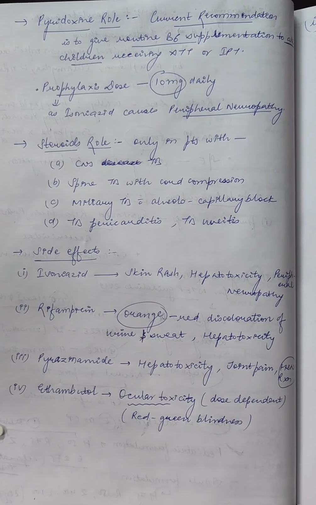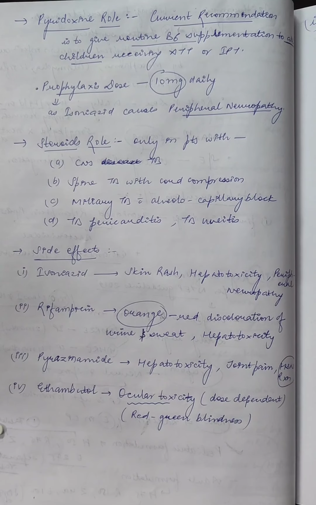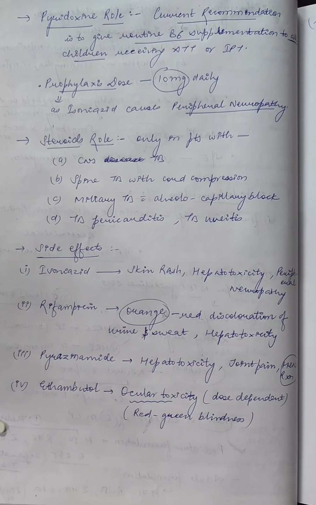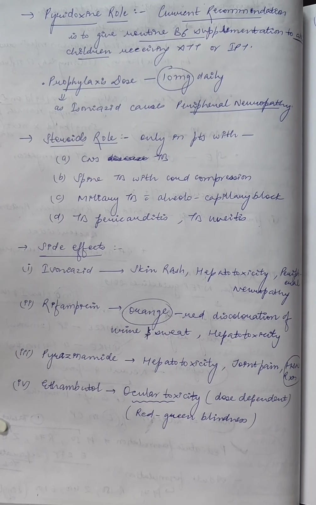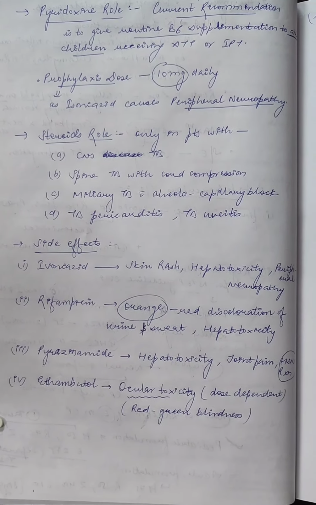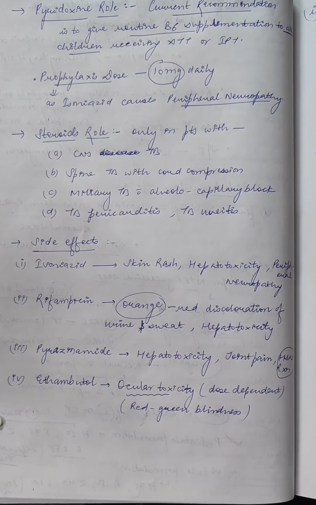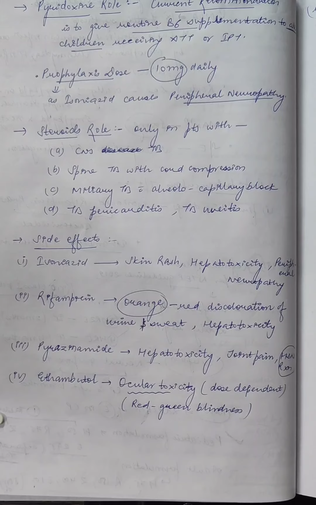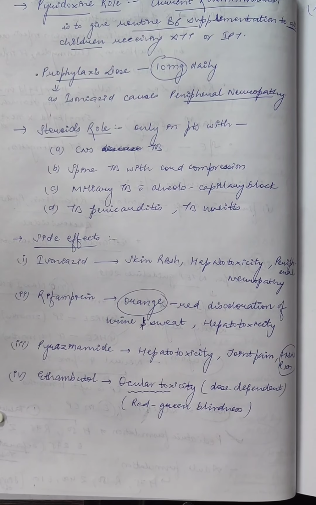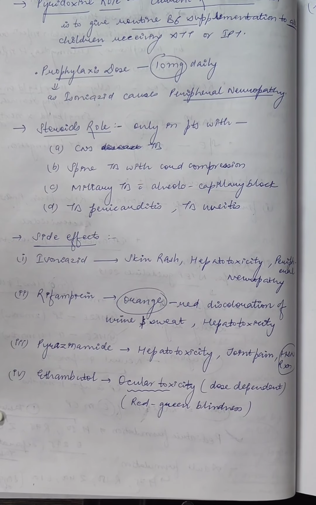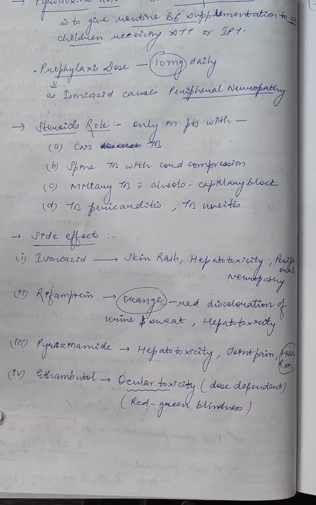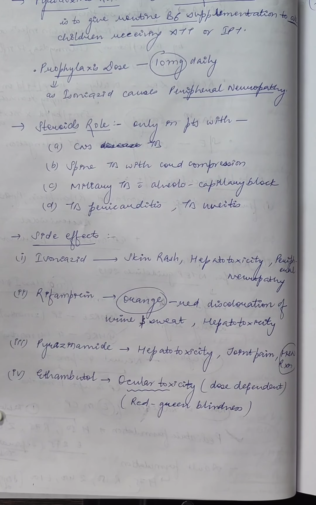The side effects include, first of all, the side effects of isoniazid. These are skin rash, hepatotoxicity and peripheral neuropathy. Of rifampicin, these are orange-red discoloration of urine and sweat, and this is normal and we should make the patient and parents aware of this. Next is hepatotoxicity. Regarding pyrazinamide, it is also hepatotoxic, and joint pain and hypersensitivity reaction are the other side effects. Next is ethambutol. Ethambutol causes specific ocular toxicity which is dose dependent, and it causes red-green blindness.